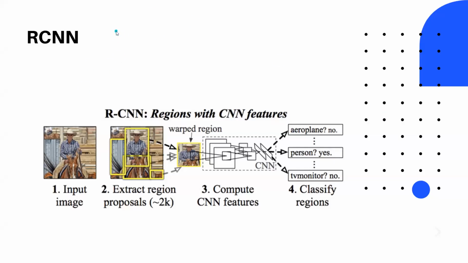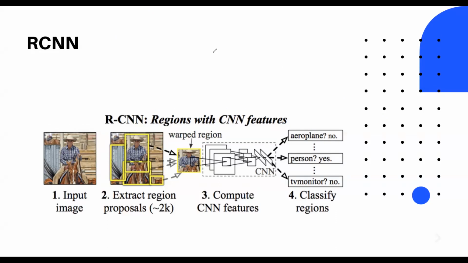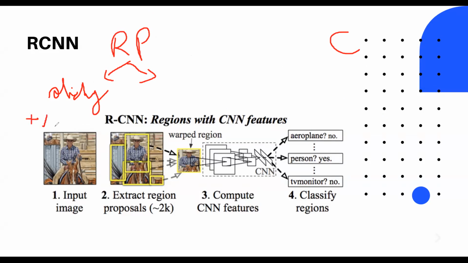So now let's try to sum up the two versions of algorithms that we have seen. We always have two parts. The first part is the region proposal, and the second part is the classification. Classification is easy, we have seen that. Now for the region proposal, we gave two algorithms. The first algorithm was basically sliding plus non-maximum suppression. And the second algorithm was selective search.